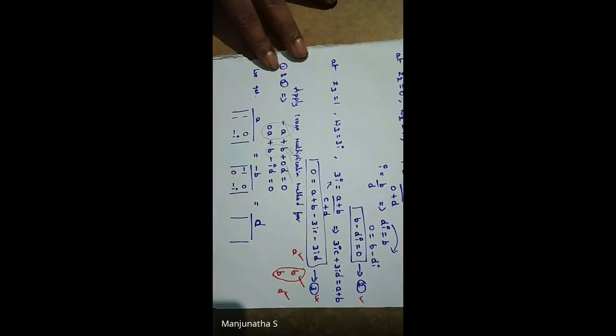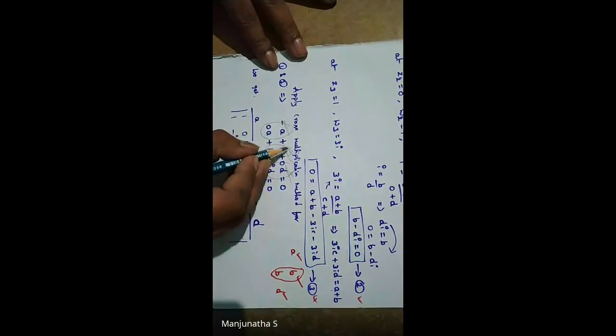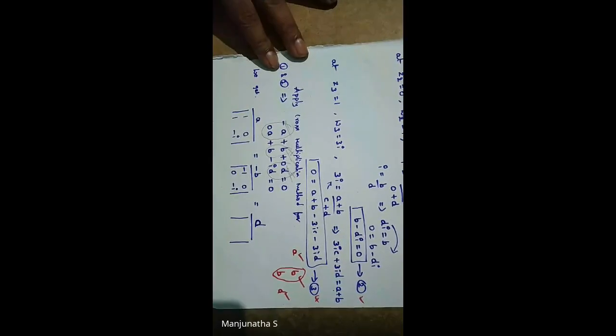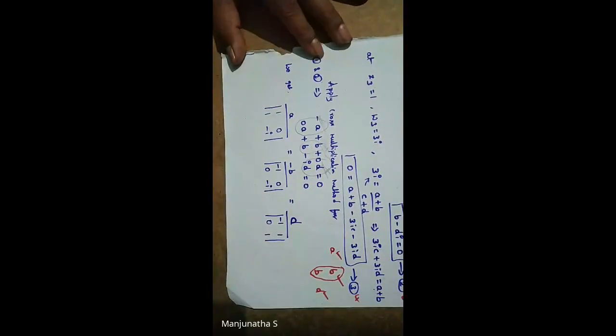Similarly, for d, you need to go for d. It means you need to leave the d coefficient and consider a and b. So what are that a and b? Minus 1, 0, 1 and 1. Okay, so now we all know how to solve the determinant.